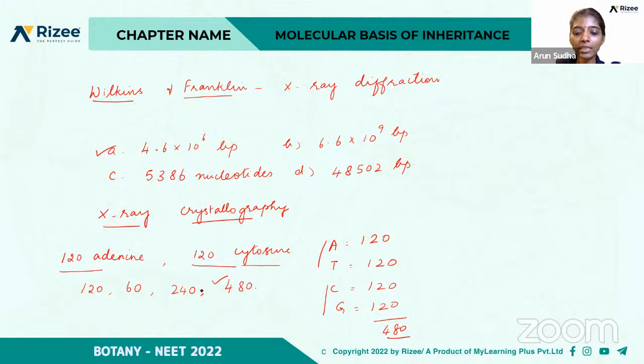Then next, which is the correct statement? Option A, DNA and histone are positively charged. Option B, DNA and histone are negatively charged. Option C, DNA is negatively charged and histone is positively charged. And option D, DNA is positively charged and histone is negatively charged. Yes, C is the right answer. That is, DNA is negatively charged due to the presence of phosphate, and histone is positively charged due to the presence of basic amino acids. It is lysine and arginine, right? So C is the right answer.